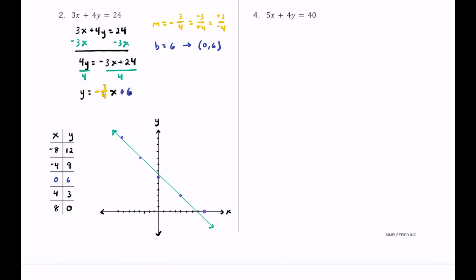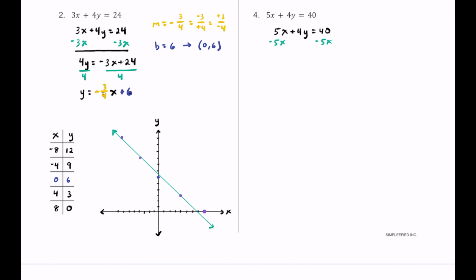All right, let's try number 4. For number 4, we have the equation 5x plus 4y equals 40. So let's go ahead and get this going here. Let's copy it down, and then let's start rearranging so we can get y alone. If you'd like to pause and give it a try on your own, feel free to do so. Give it a try if you're feeling pretty good about it.